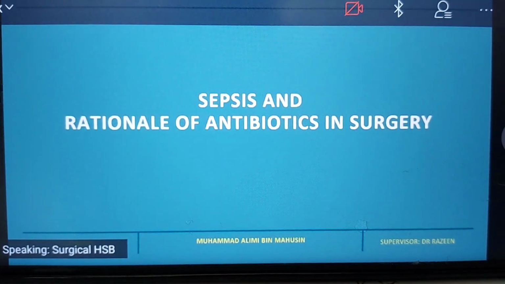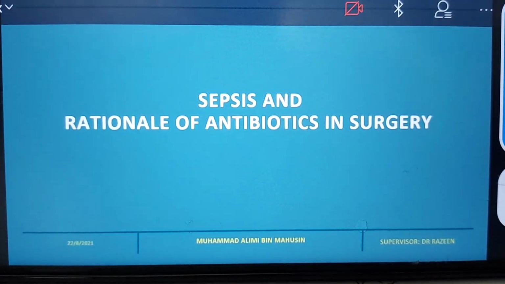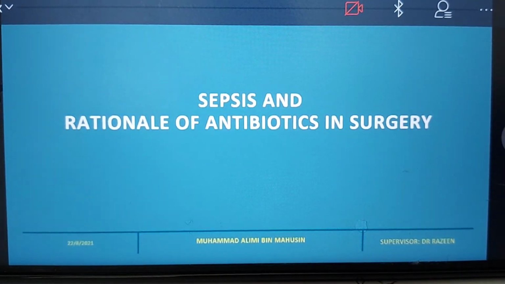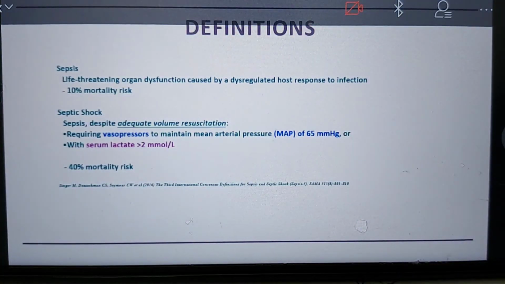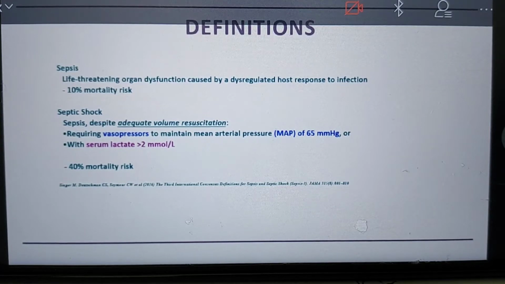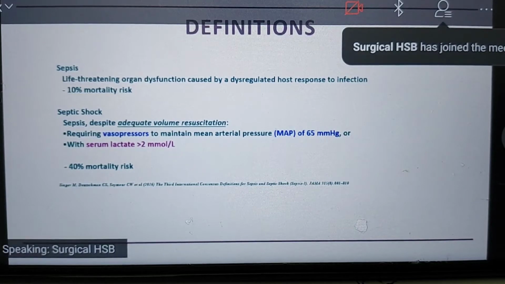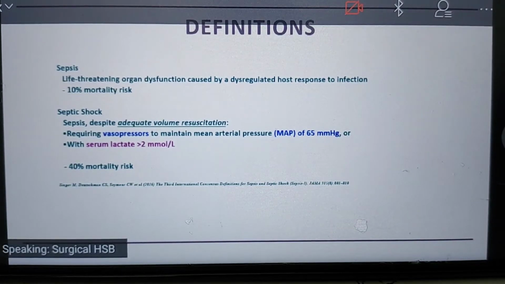Today I will be presenting regarding sepsis and rational use of antibiotic in surgery. So, what is the definition of sepsis? Sepsis is life-threatening organ dysfunction caused by a dysregulated host response to infection. In patients with sepsis, they will have 10% mortality risk.